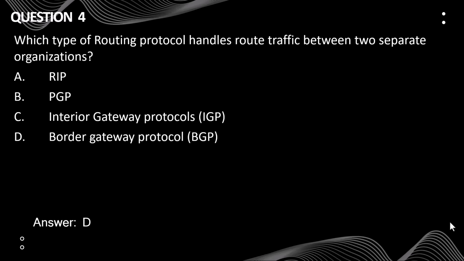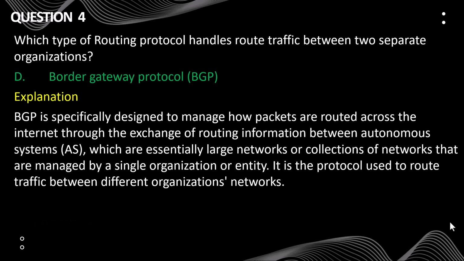The Border Gateway Protocol is designed to manage how packets are routed across the internet through the exchange of routing information between autonomous systems. Autonomous systems are basically large networks or a collection of networks that are managed by a single organization or entity. So it is a protocol that is used to route traffic between different organizations or different parts of the organization's network. So the answer here is BGP.